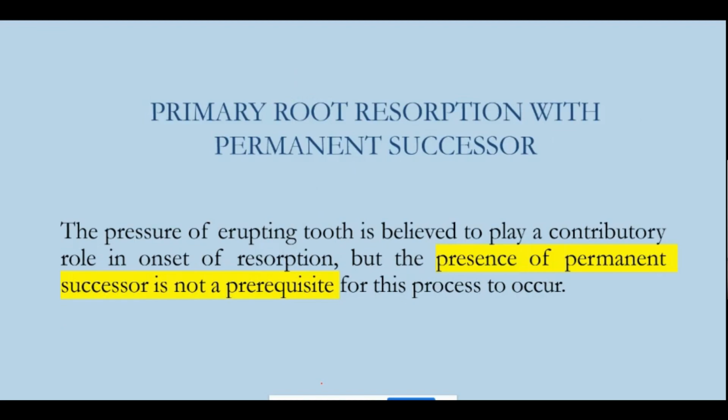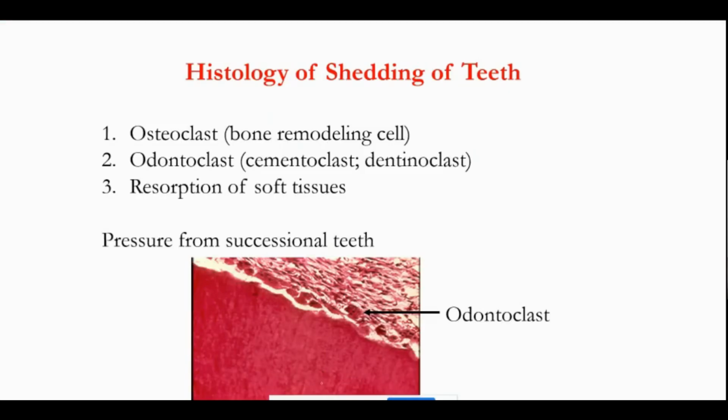So they say that it's not necessary that the permanent successor is a prerequisite for this process to occur. Sometimes there's a developmental anomaly and the permanent successor might just be absent, but still there is resorption and shedding of the primary teeth. Okay, so that was one of the theories they said.